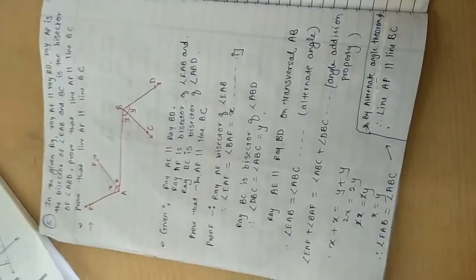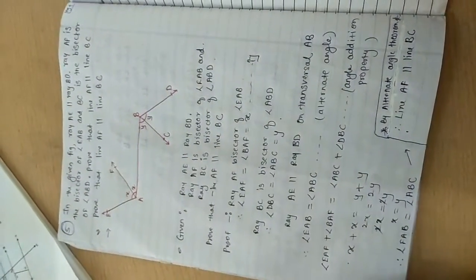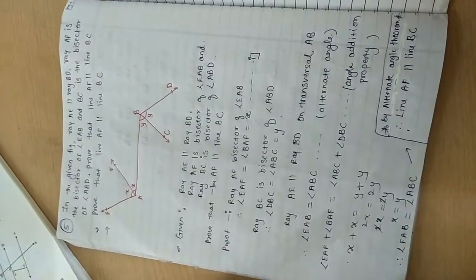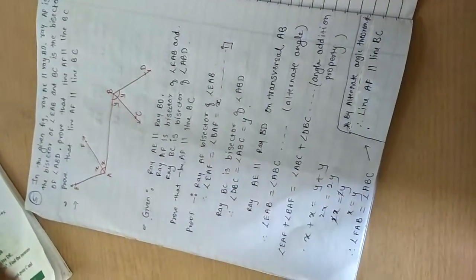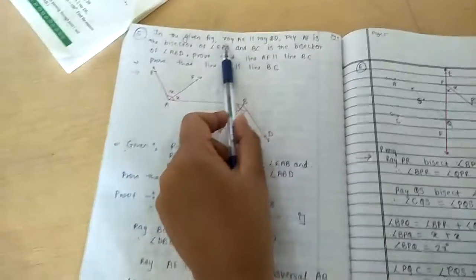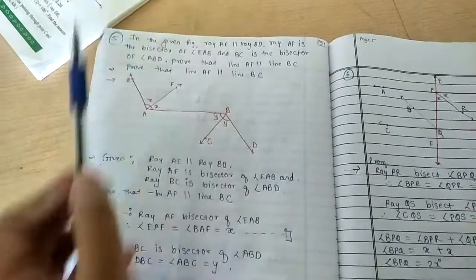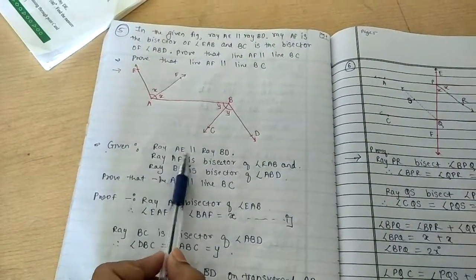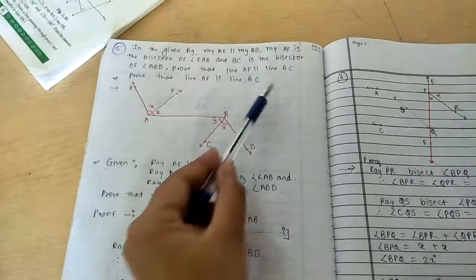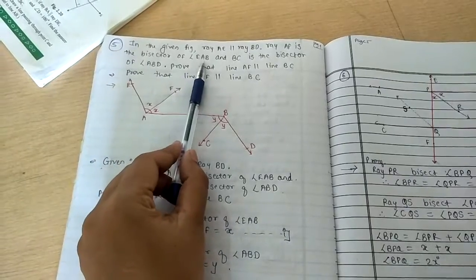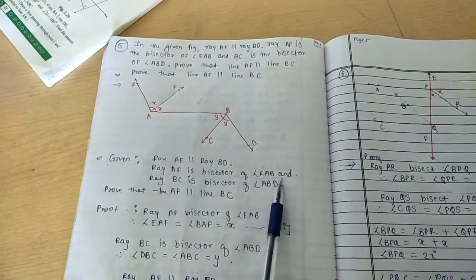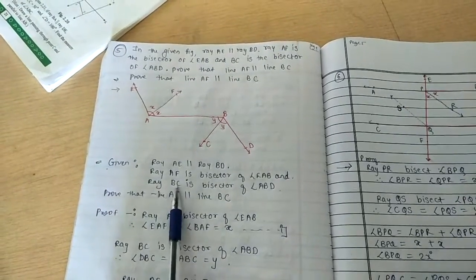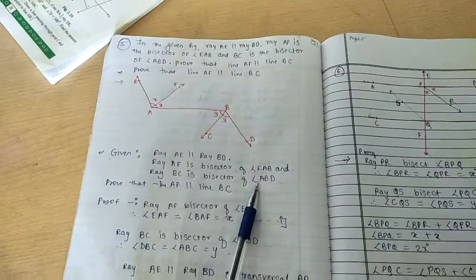Always, as I told you, first you have to write down the given. Given means whatever things in the question are related to the figure, all will be part of the given. So stepwise we write down the given. First, ray AE is parallel to ray BD. Next, ray AF is the bisector of angle EAB, and next, ray BC is the bisector of angle ABD.